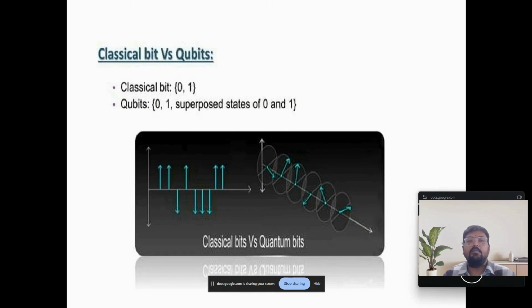So these are the differences between classical bits and qubits. If you observe here, the diagram shows the classical bit and a qubit. A classical bit can be either 0 or 1, any of two states. But a qubit can be 0, 1, or a superposition of 0 and 1. So the diagram shows the difference between the classical bit and a qubit.